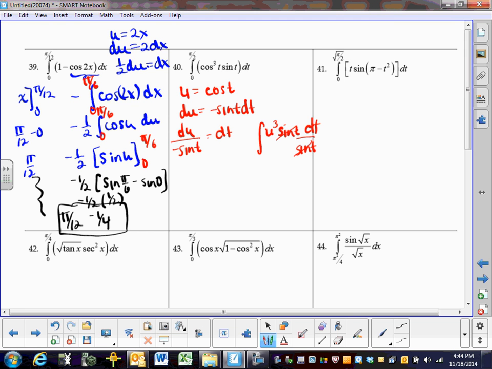And I have to change my shoes. Cosine of 0 is 1. Cosine of pi over 2 is 0. I still have the negative from the bottom here, but I also need to flip. So if I flip from 0 to 1, this now becomes positive u cubed du. So it's u to the 4th over 4 from 0 to 1, which is just 1/4 minus 0, so 1/4.